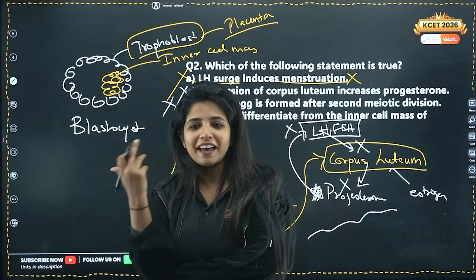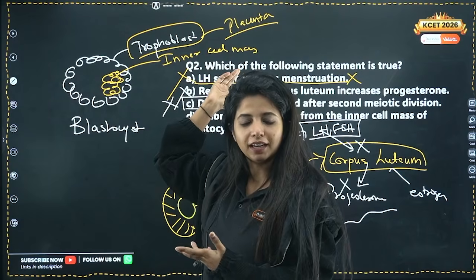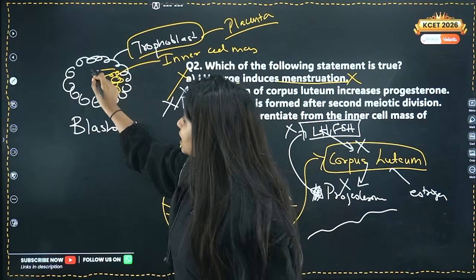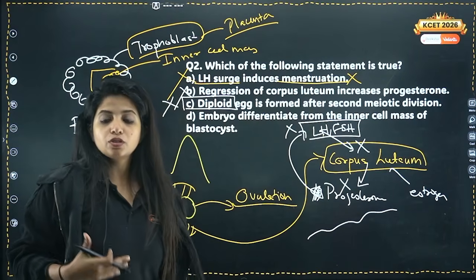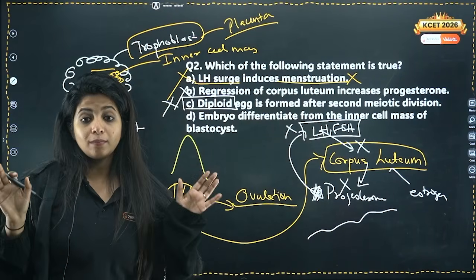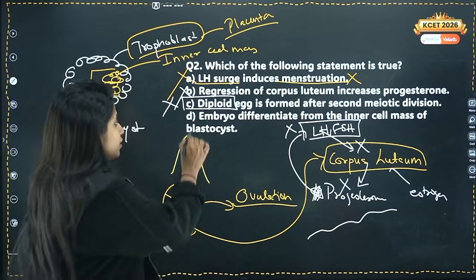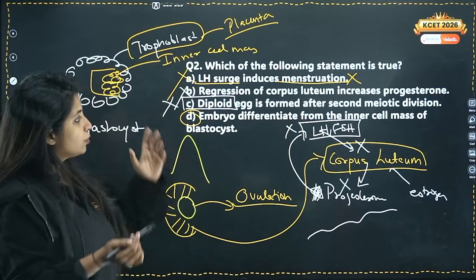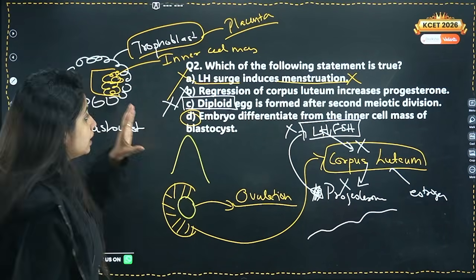Now who will become the actual fetus? You need an actual fetus to be formed. One has gone to make the placenta. So what is left behind? You have the inner cell mass. So we say the inner cell mass which is left behind is something that is going to differentiate into the actual embryo later on. Okay, into the actual embryo later on. So this statement is correct. You had to find what is true. So embryo differentiates from the inner cell mass of the blastocyst. This, ma'am, is very, very true.